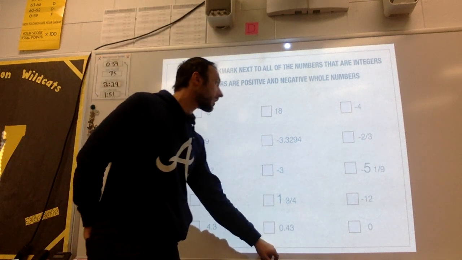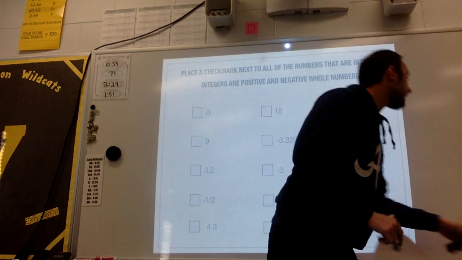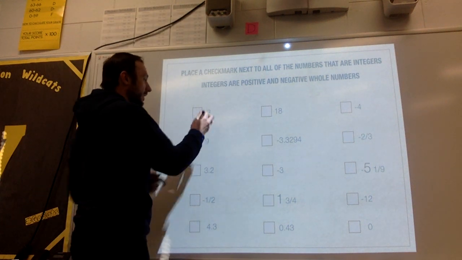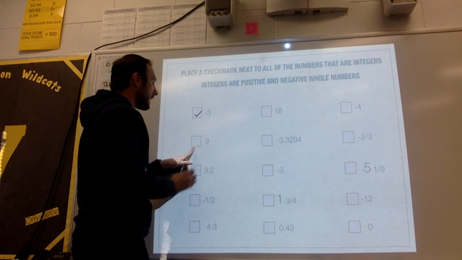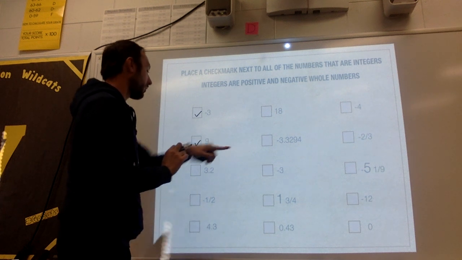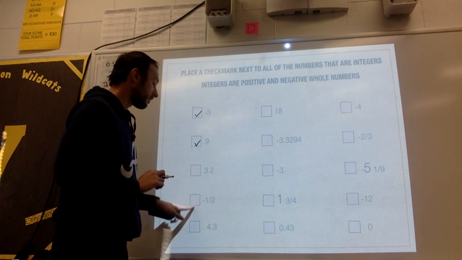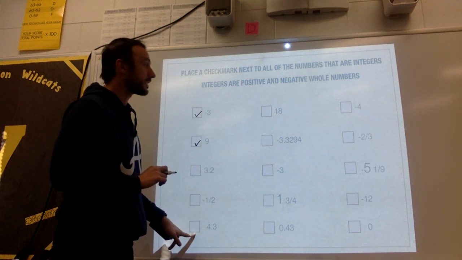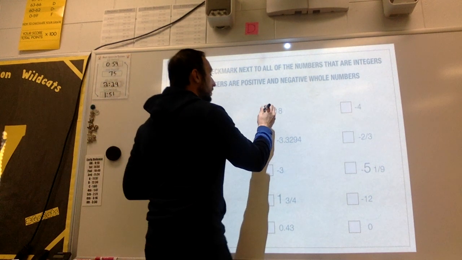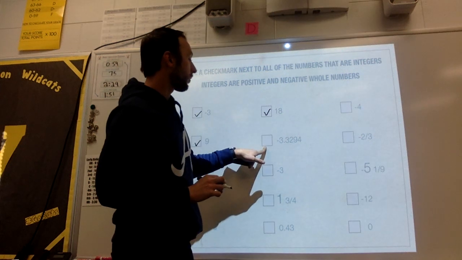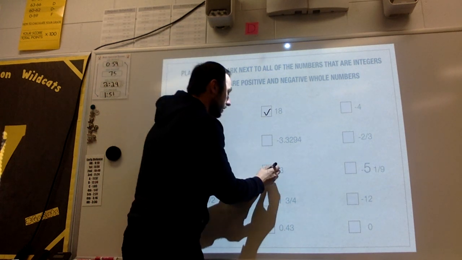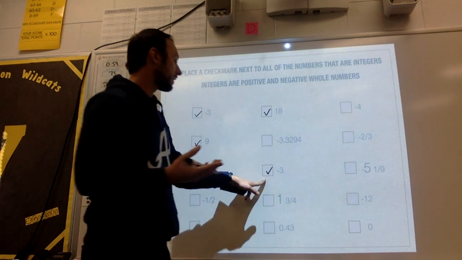So if I look up here and check mark all my integers, -3 is an integer. 9 is an integer. 3.2 is not because it's a decimal. -1/2 is not because it's a fraction. 4.3 is not because it's a decimal. 18 is because it's a whole number. -3.3294 is a decimal, so it's not an integer. -3 is a negative whole number.